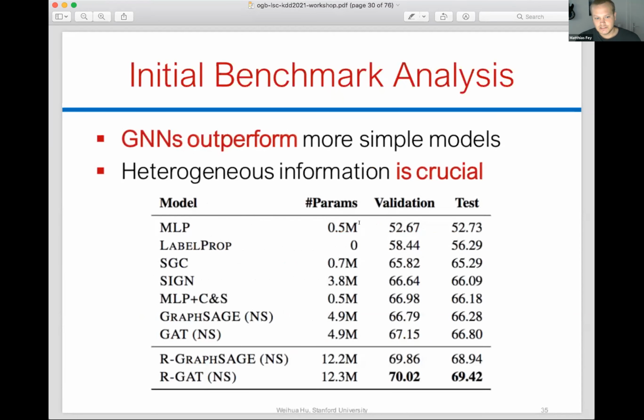In our analysis, we can see that GNNs typically outperform simpler models, which can, in my opinion, be attributed to the large amount of data that is available to us. And we can further see that heterogeneous information is crucial on this data set to obtain good performance. For example, our best homogeneous model achieves a final test performance of 66.80% accuracy, while our best heterogeneous one achieves a final test performance of 69.42.